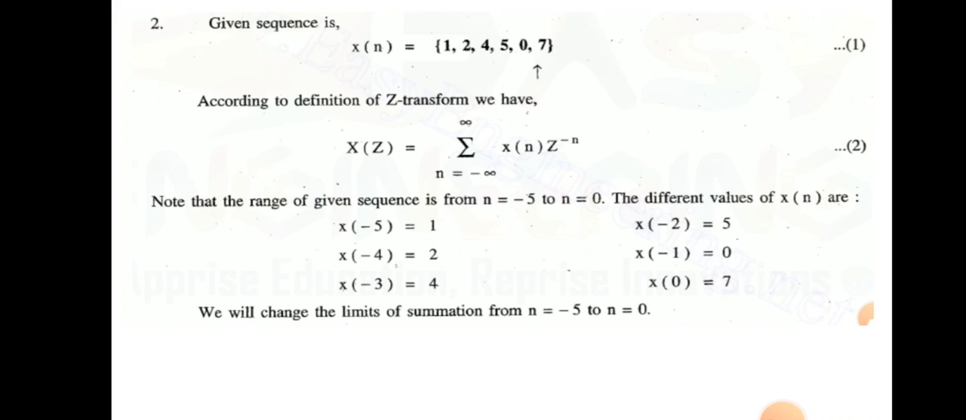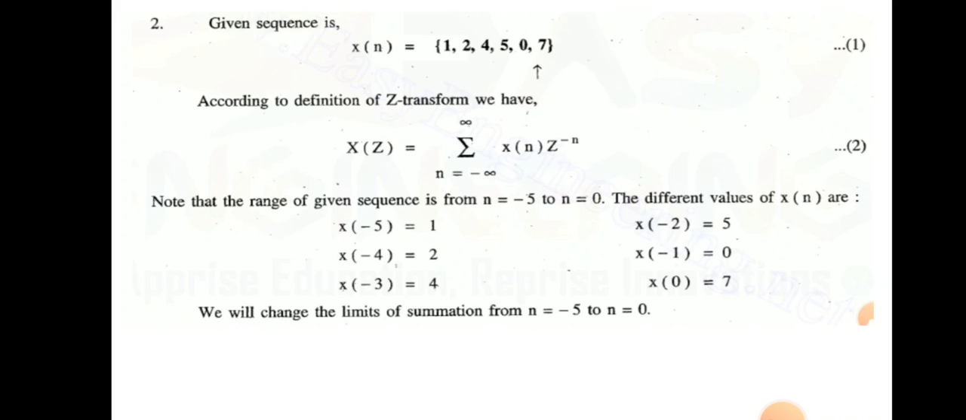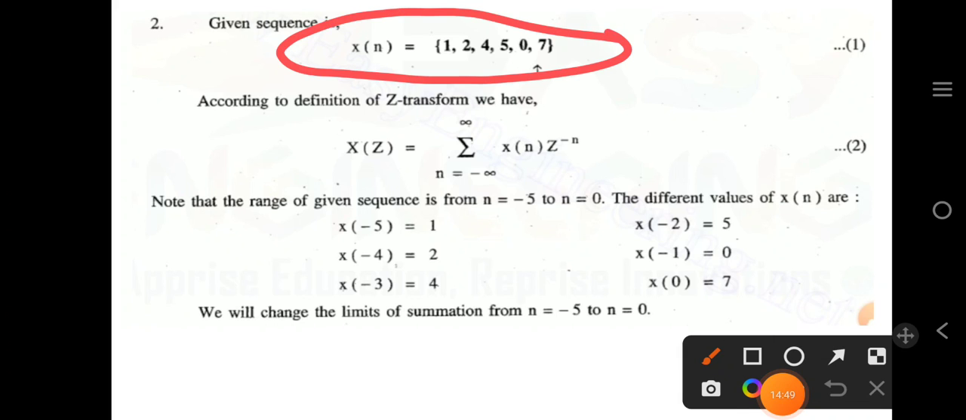Now how have we set these values? We know that this place is 0. The place before this will be minus 1. Then before that this will be minus 2. This is minus 3, minus 4 and minus 5. So it ranges from 0 to minus 5. The different values of x of n are, by using the above sequence, we can write x of minus 5, minus 4, minus 3, minus 2, minus 1 and x of 0.